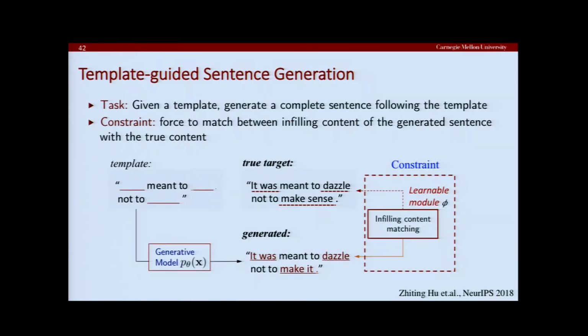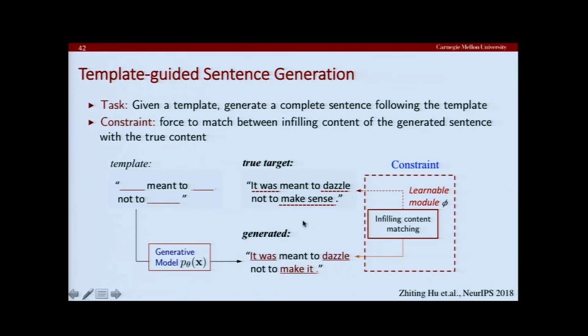We can also do the following task, which is an interesting task. We can do infilling when we're generating text. Imagine that I give you a template, and I want to generate a complete sentence following the template, right? So given a template, this is the true target, and this is what is generated. What I want to do is force some constraint or matching between the infilling content and the generated sentence with the true content, right?